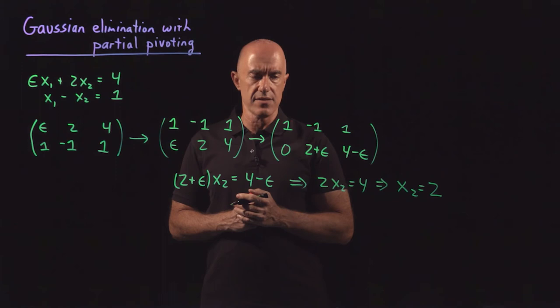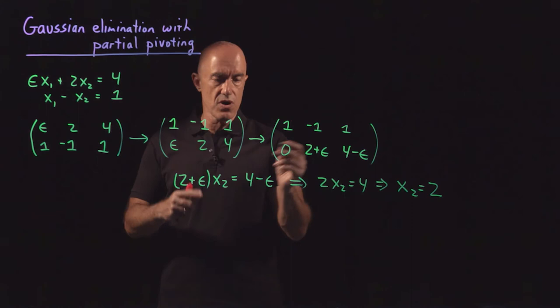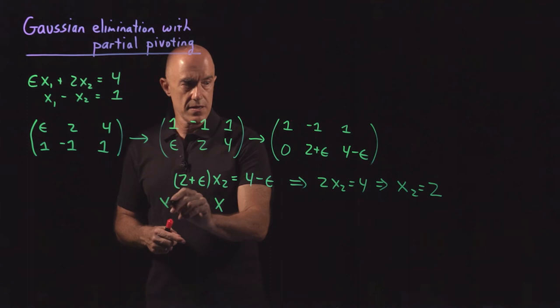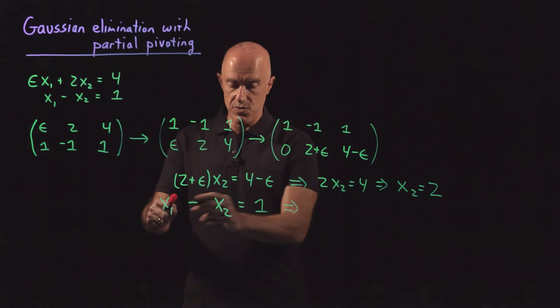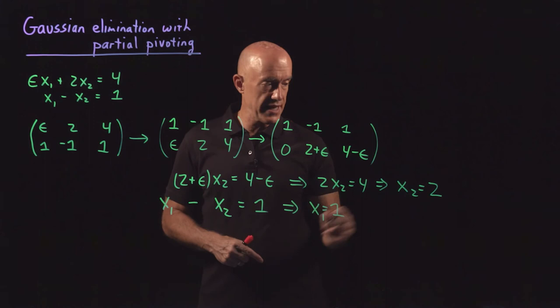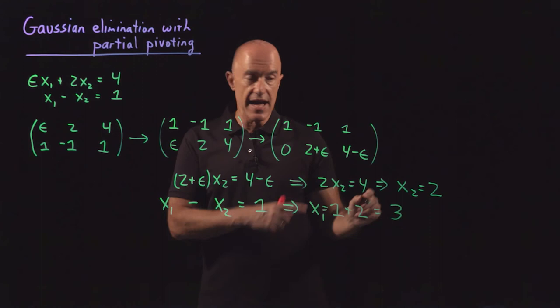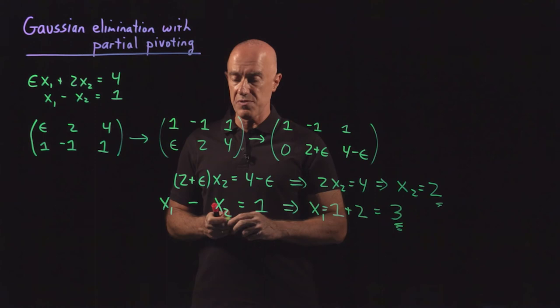But now we go to the first row. The first row is x1 minus x2 equals 1. And now we know the value of x2 equals 2, so we get x1 equals 1 plus x2, which is 1 plus 2 equals 3. That is a good approximation to the solution. So we've solved our problem of round-off error.